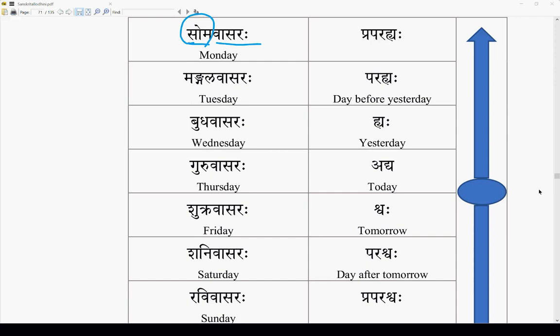Chandra is another. Chandravasara, you can say, no problem. Then there is another word, Indu. Indu is also Chandra. So Induvasaraha, Chandravasaraha, Somavasaraha. Call it anything you want. There is no restriction in this language. That's why this language needs a little bit of thinking.